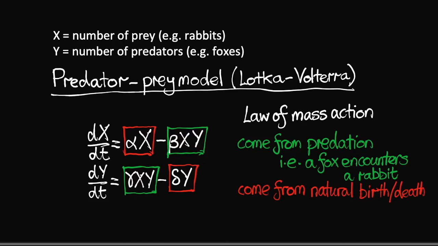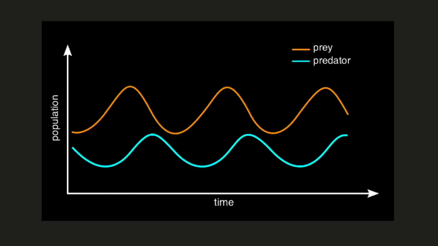So this is the Lotka-Volterra system of differential equations. The solution to the system of differential equations gives the following graph, and you can see they make sense. As the level of predator rises, the level of prey goes down, and vice versa.